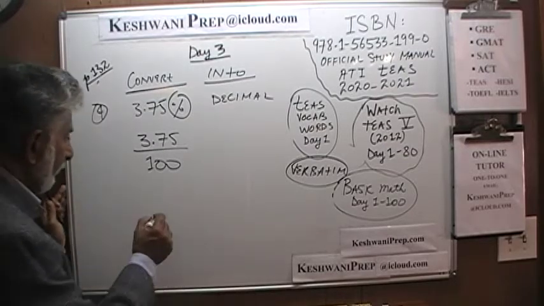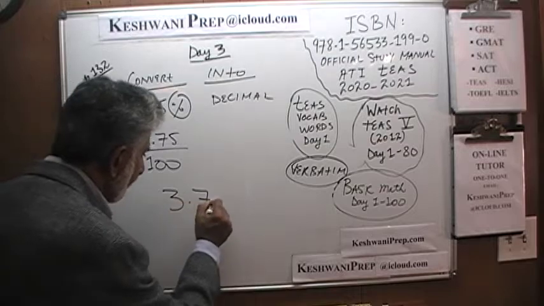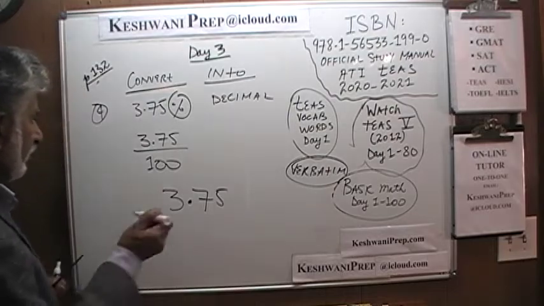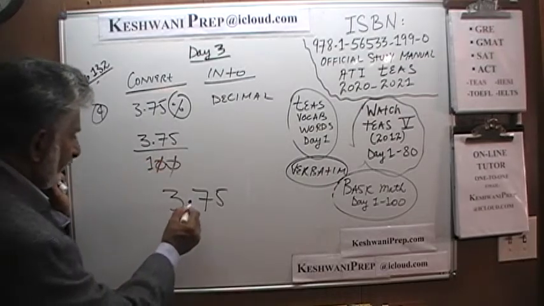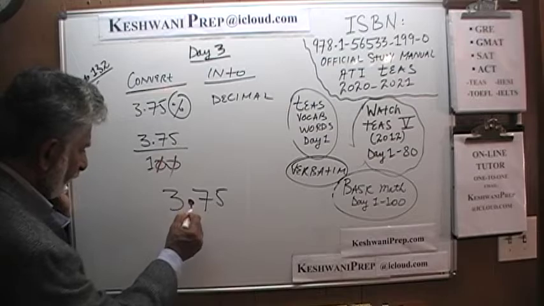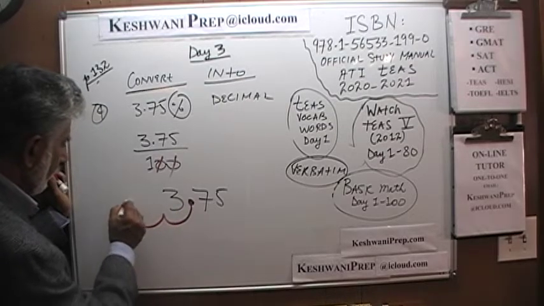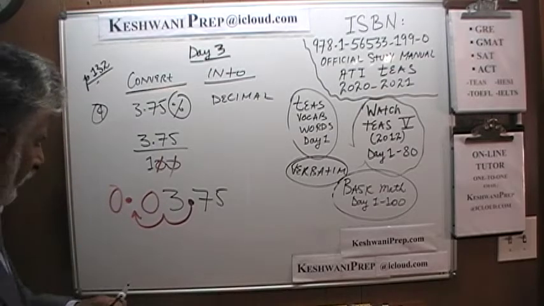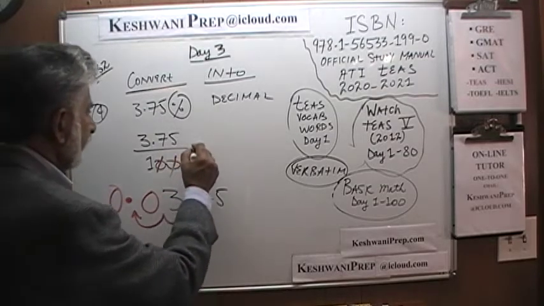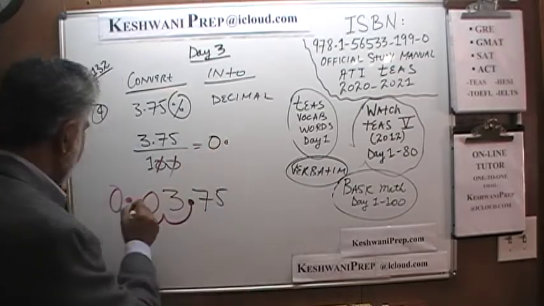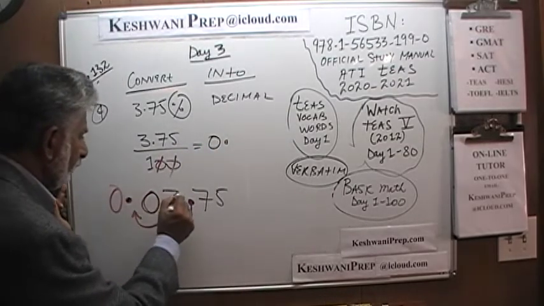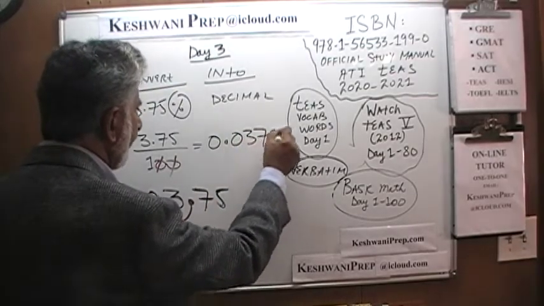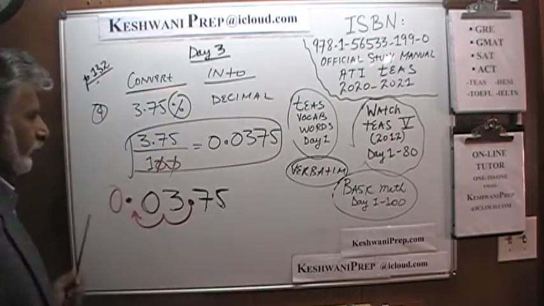And how do we do that? We pick up our number, 3.75, and since we're dividing it by 100, which has two zeros, we pick up our decimal and move it two spots to the left, two spots, 1, 2. The decimal ends up here, and we have a zero here. There we go. So what we end up with here is 0.0375. That's the answer.